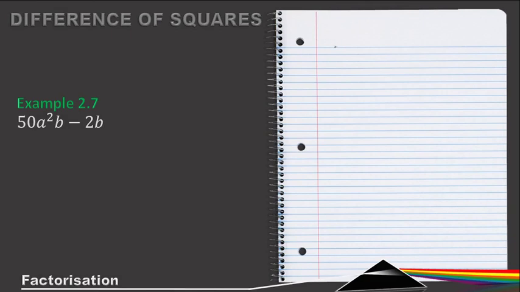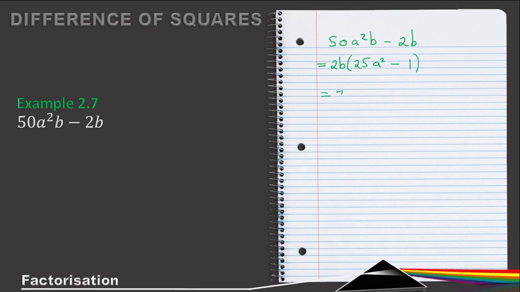Example 2.7. I've got 50 a squared b minus 2b, right? And I need to now see, we've got two terms with a negative, but 2b is not a perfect square. But both these numbers are even, so we can take out a 2. We can also take out a b. So if I do that, what is left? If I take out 2 from 50, or say 50 divided by 2, we get 25. And a squared is still there, but the b we took out, minus, so if I take the whole of the 2b out, there's just a 1 left.